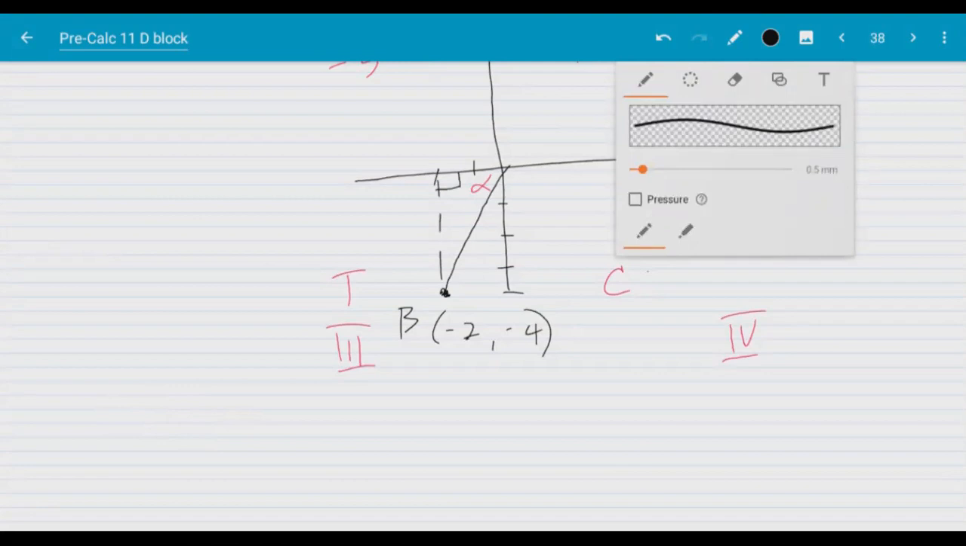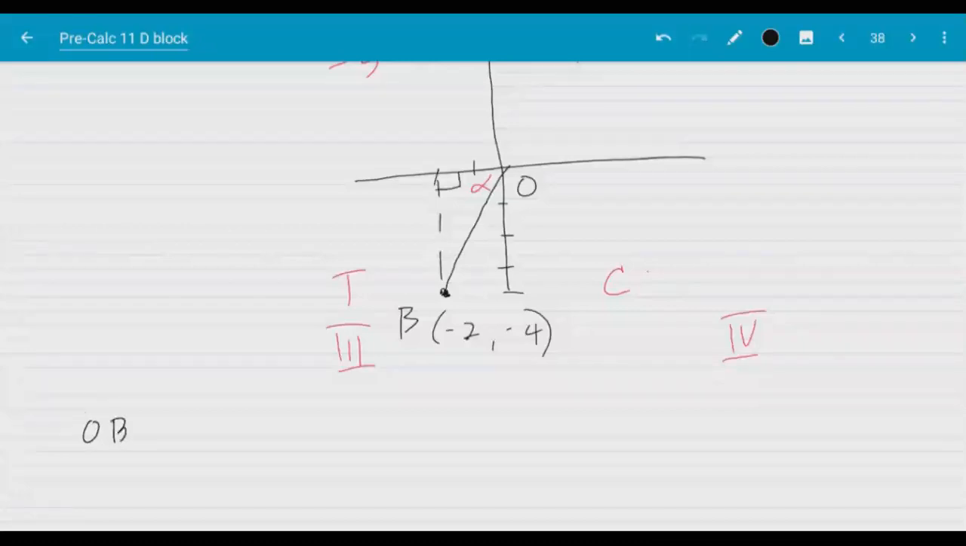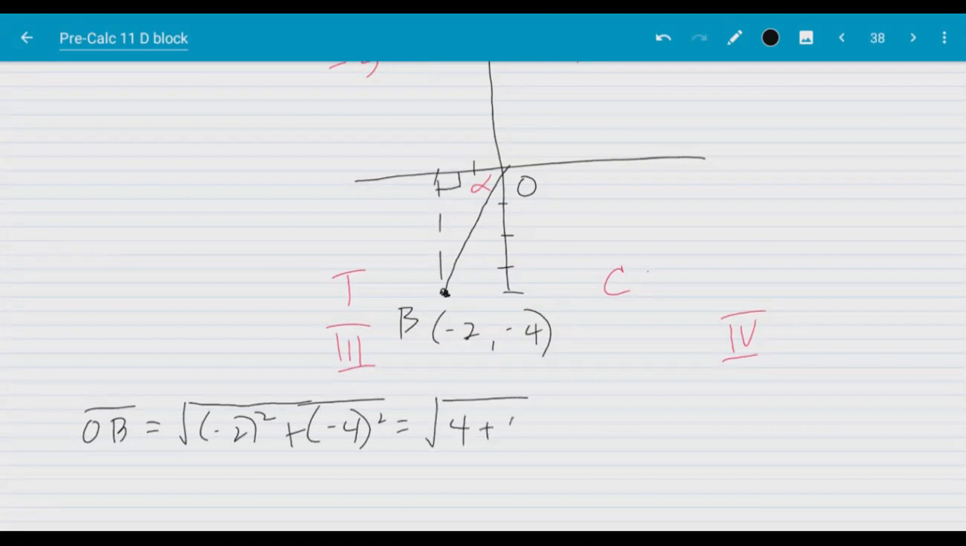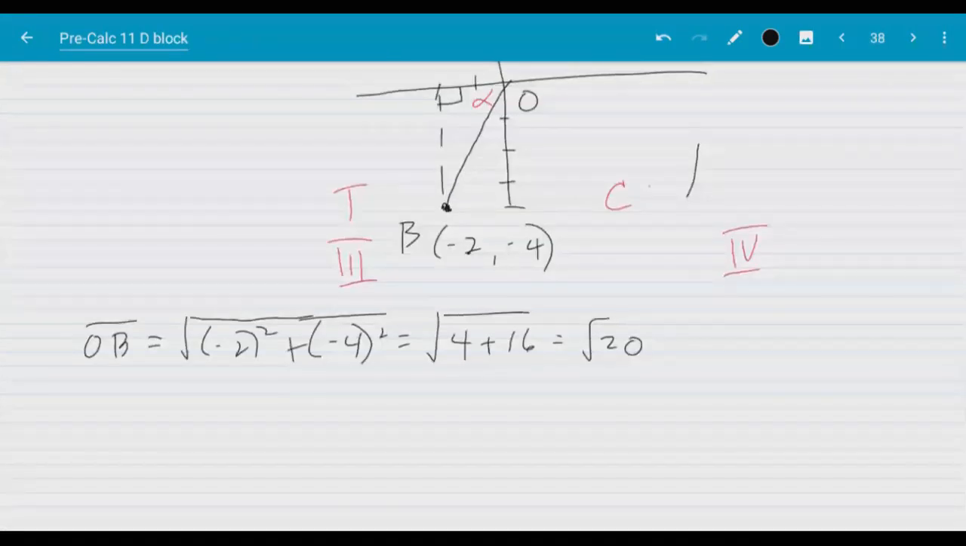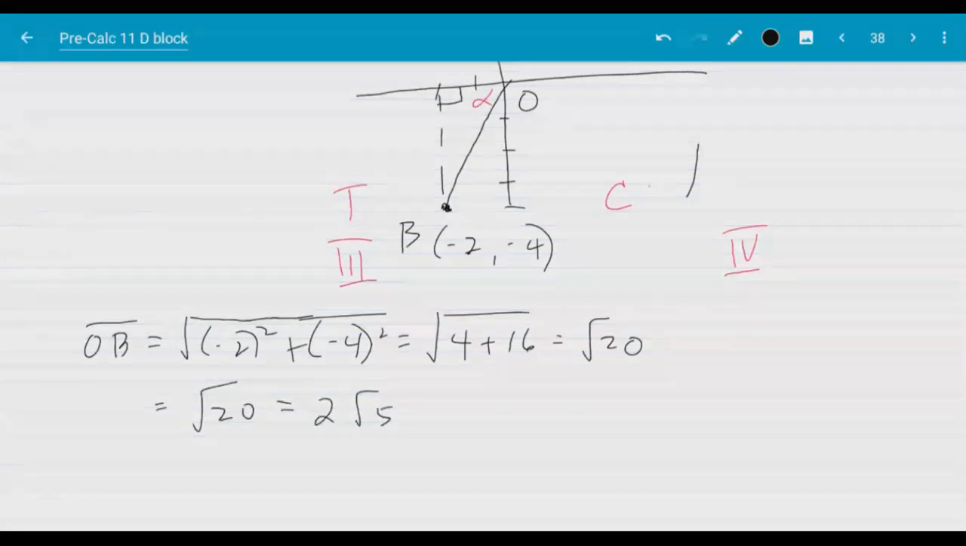If this is point O, the line segment OB, which would be the hypotenuse, will be given by the square root of -2 squared plus -4 squared, which is the square root of 4 plus 16, or the square root of 20. Or if you want, you can simplify it into 2 root 5. Okay? So now we have our hypotenuse.